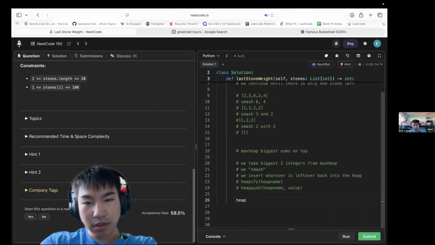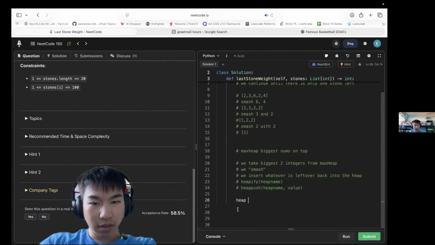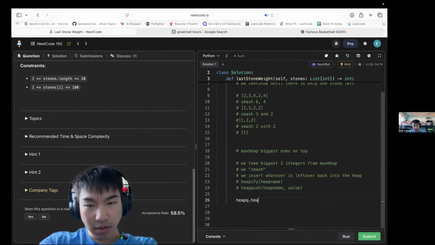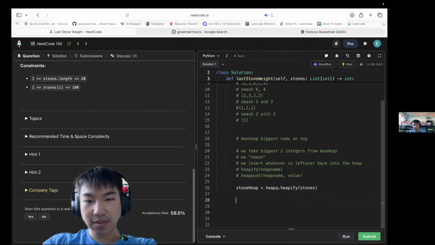How do you even make a heap, bro? heapq heapify? Okay. Heapify. What do we heapify? We heapify stones. It's called a stone heap, right? Okay.